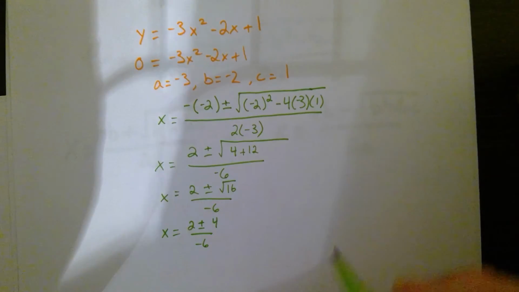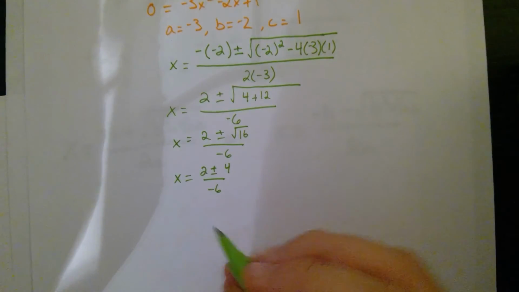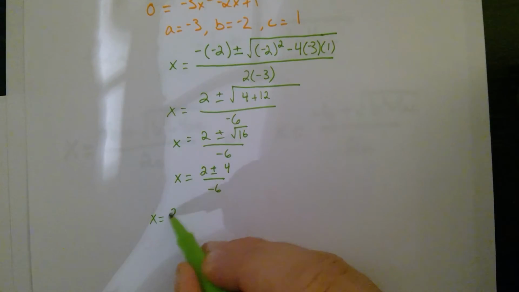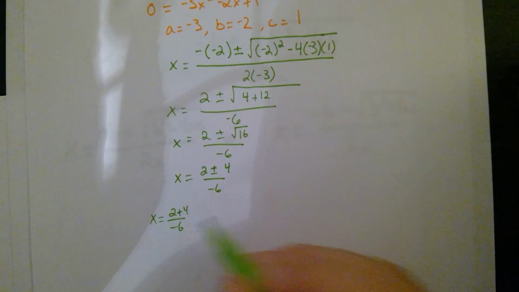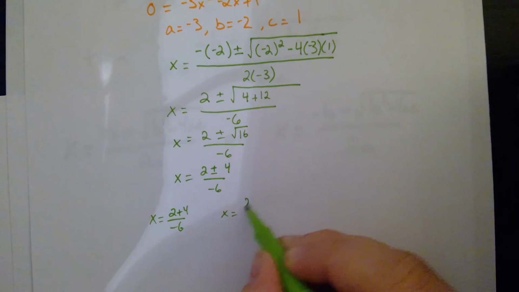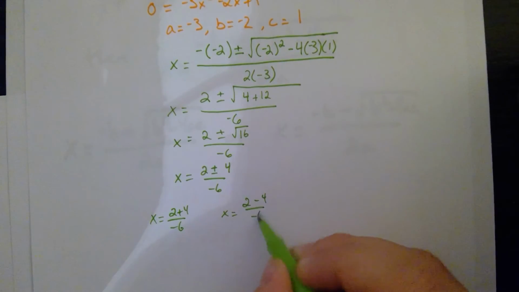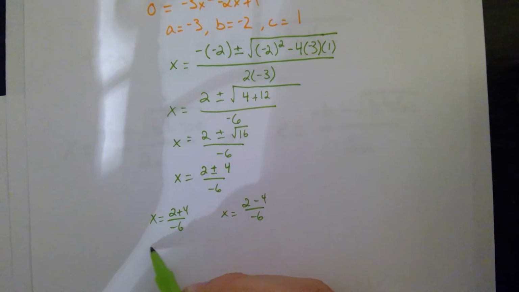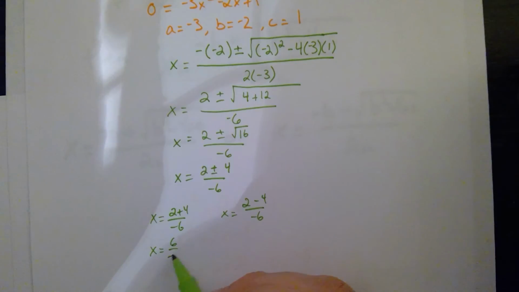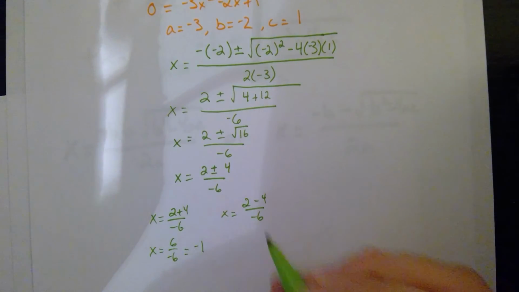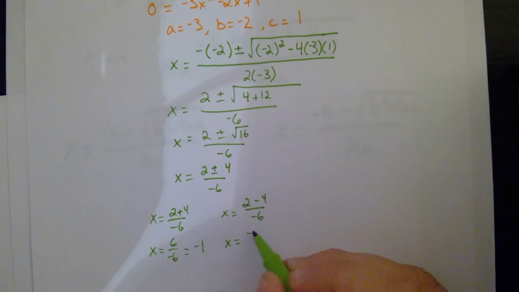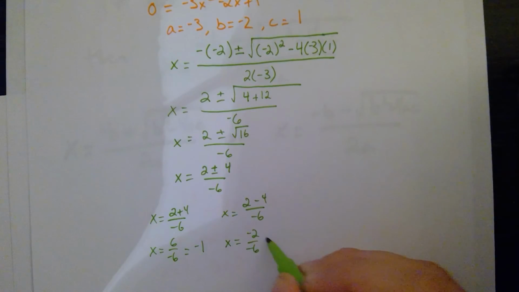So now I'm going to break it down again. Okay, so we're going to have x equals 2 plus 4 over negative 6. X equals 2 minus 4 over negative 6. So this is going to equal 6 over negative 6, which equals negative 1. It's going to equal negative 2 over negative 6, which equals 1/3.